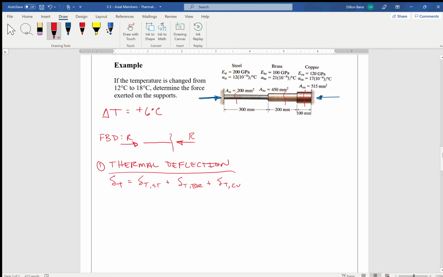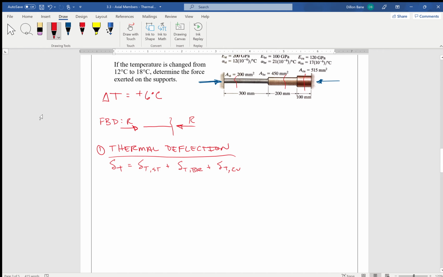We know our equation: delta T deflection is equal to alpha times delta T times L. If we plug that in, the delta T is the same for all three segments, so I'm going to factor that out of our equation. We're going to have delta T times alpha steel, length of steel, plus alpha brass, length of brass, plus alpha copper, length of copper.